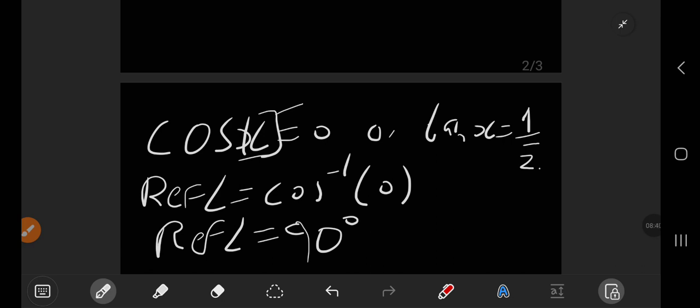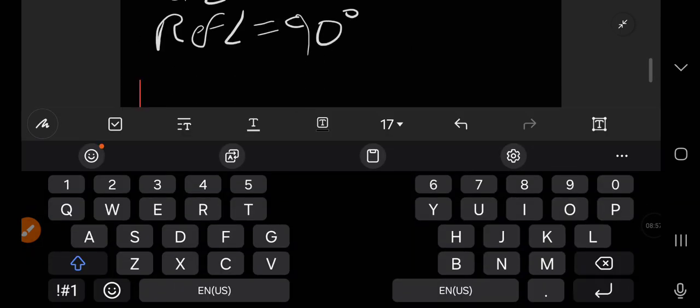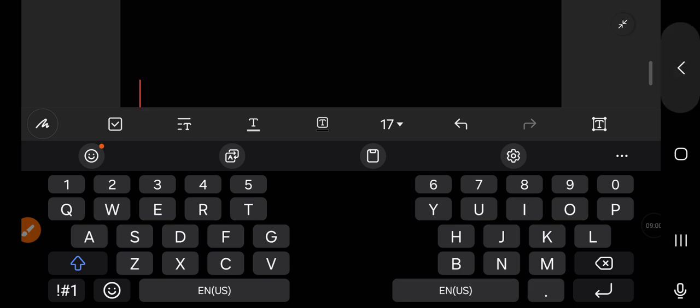Every time we get our reference angle to be 90 degrees, we take the period of the cos graph. The period of a cos graph is 360 degrees, and the period of a tan graph is 180. So we're going to keep those in mind. But then we ask ourselves, since this trig ratio here is positive, in which quadrant is cos positive?